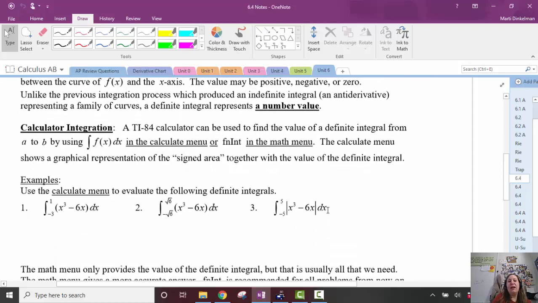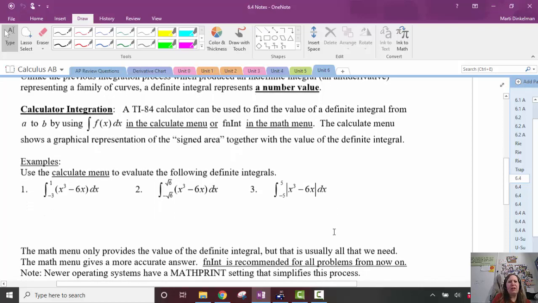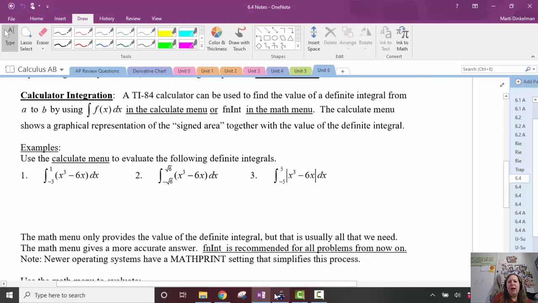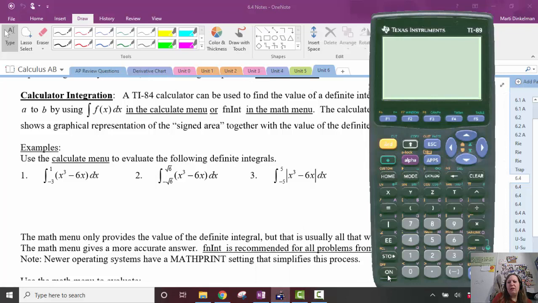So on calculator integration, which is what this first part is, we're just going to use our calculator to find this. I have the 89 on here, and then I'll also coach you through the 84 just a little bit. I have an 84 in front of me. I'll make sure that I can coach you through first. So let me do the 89 people first. Calculate this with the 89.